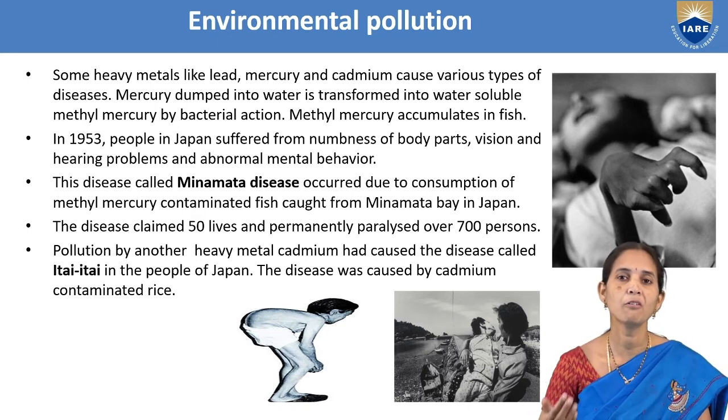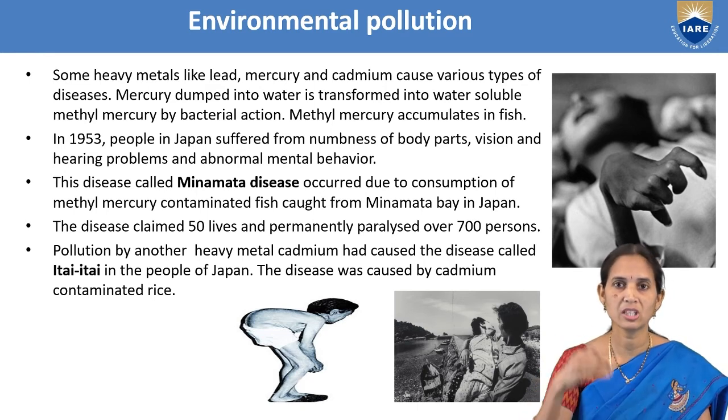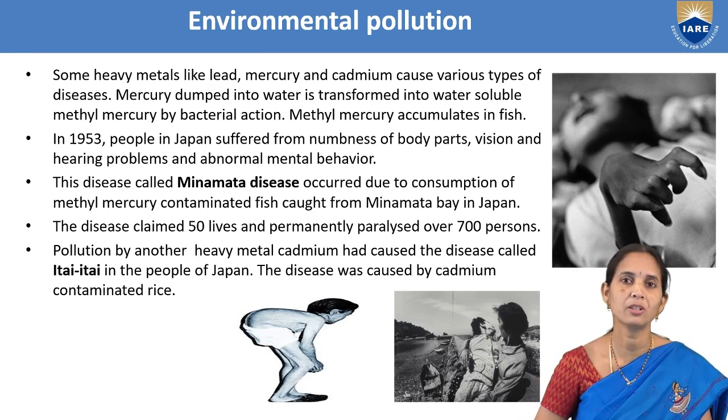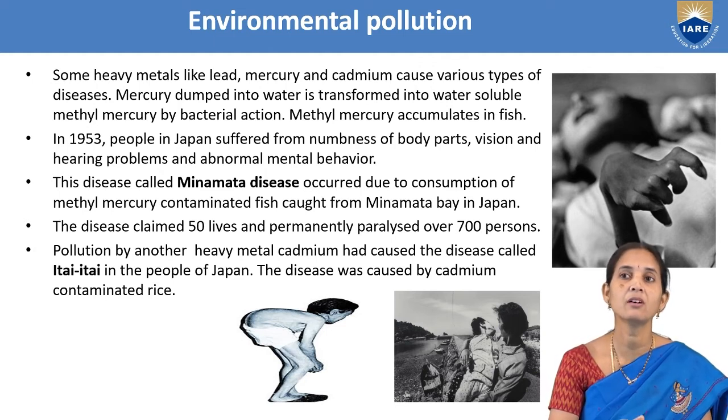How did methyl mercury get into the water? Because of the heavy metals in water like lead, mercury and cadmium. The mercury is dumped into water. That mercury is taken by the fish. That fish is eaten by the people of Japan. The people of Japan suffered from a disease, Minamata disease.